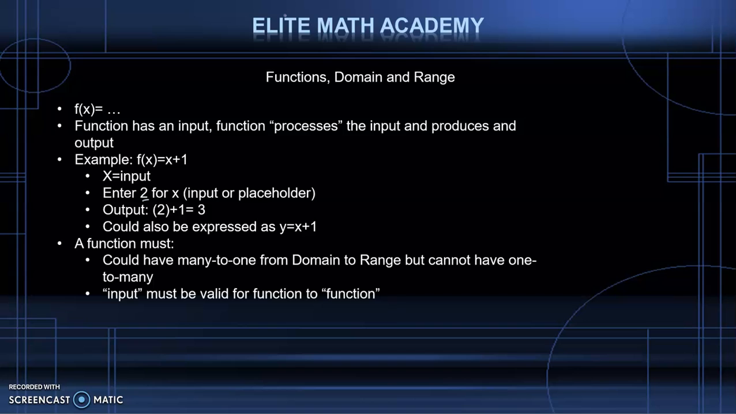A function has an output, and the function processes the input and produces an output. A good example here is f(x) = x + 1. x is the input, and we put 2 for the placeholder in f(x), and the output will be 2 + 1 = 3, and y = 3 as an output.